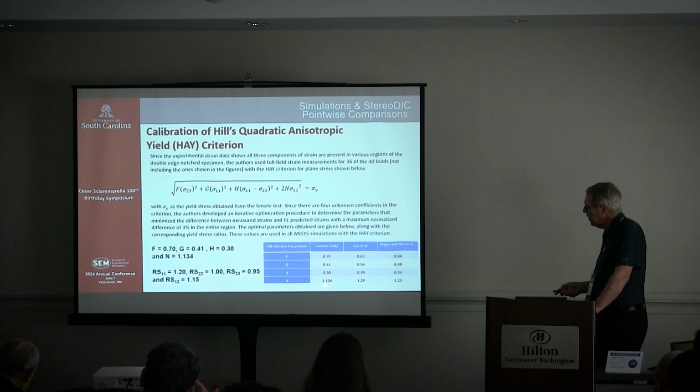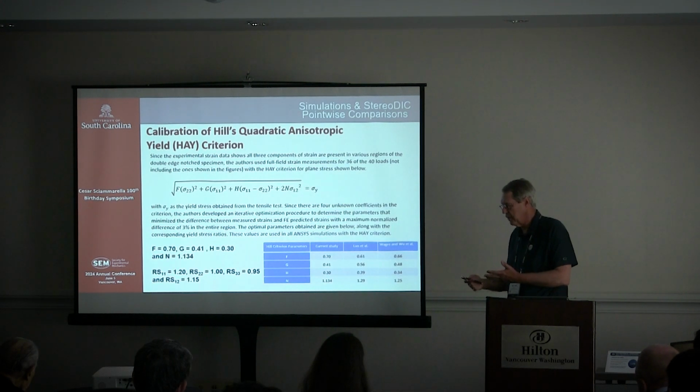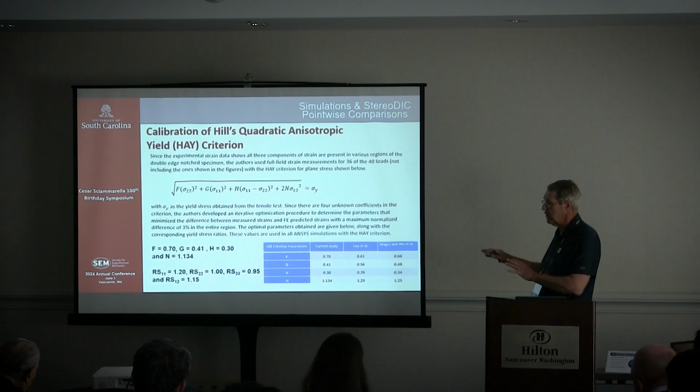This is a comparison of our parameters to parameters in the literature for a similar material. And you can see that the differences are small, but they're there. They're not perfect. So you've got to do more studies on this, more experiments, more analysis, to improve the quality of these 4 parameters if you're going to use the Hill criterion. But it works well just with the data we have.